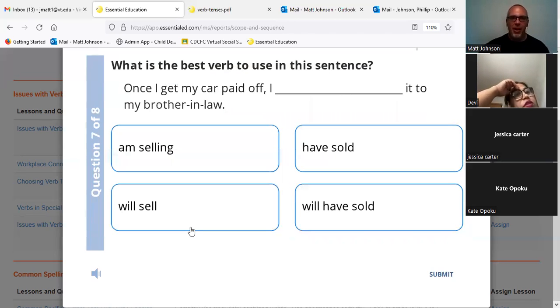Okay. So once I get my car paid off, I will sell it to my brother-in-law, right? Future tense, future simple tense. That's an action that will take place in the future. So I will sell it. I will sell. Yeah, will sell.